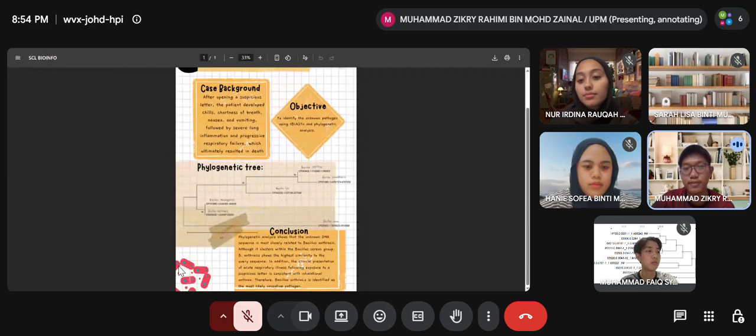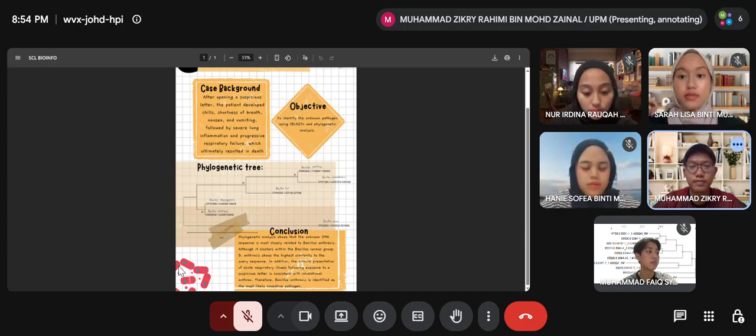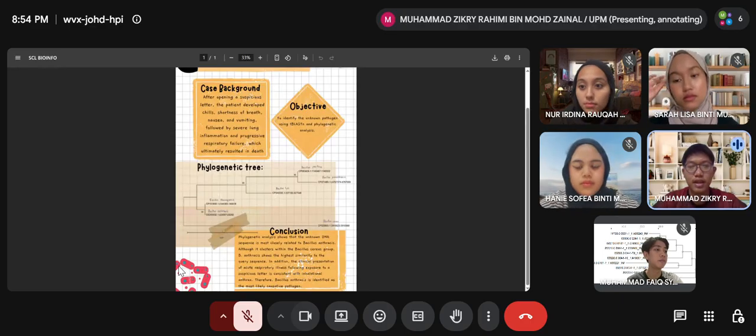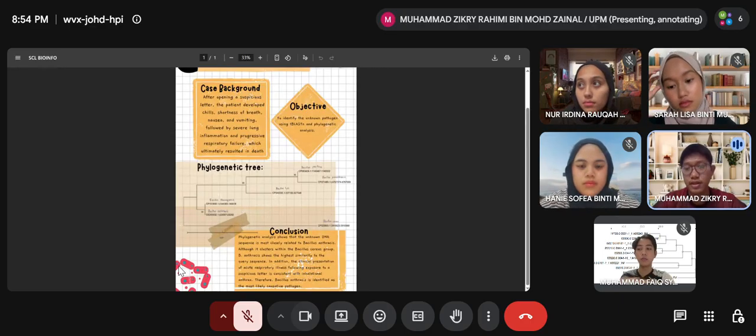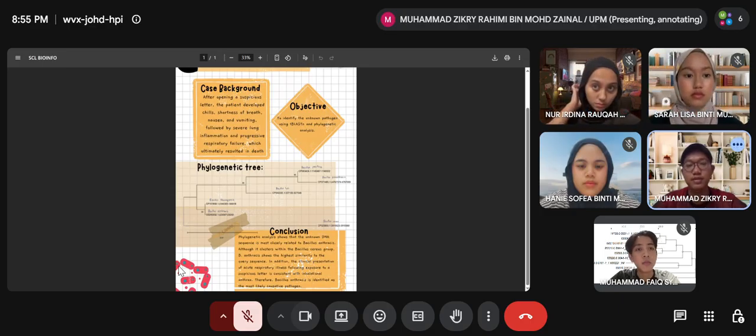The patient developed chills, shortness of breath, nausea, and vomiting after opening a suspicious letter. The condition rapidly progressed to severe lung inflammation and respiratory failure, eventually resulting in death. This clinical history strongly suggests exposure to a dangerous airborne pathogen. Then I will explain the phylogenetic analysis.